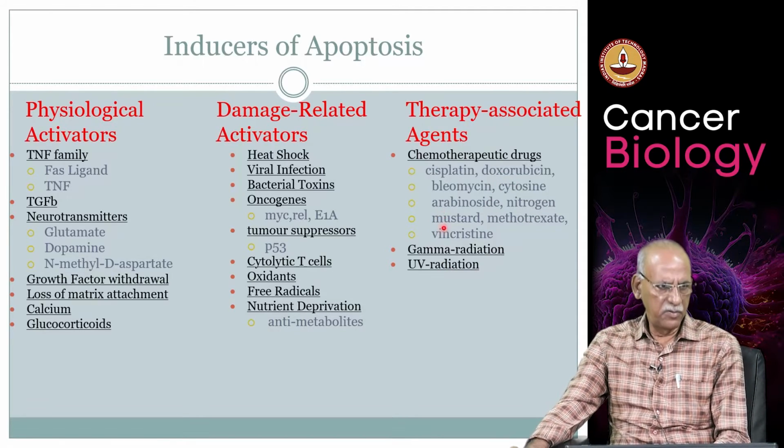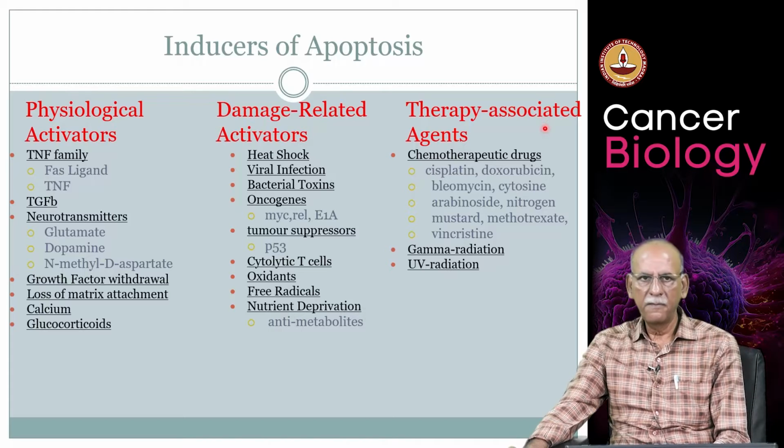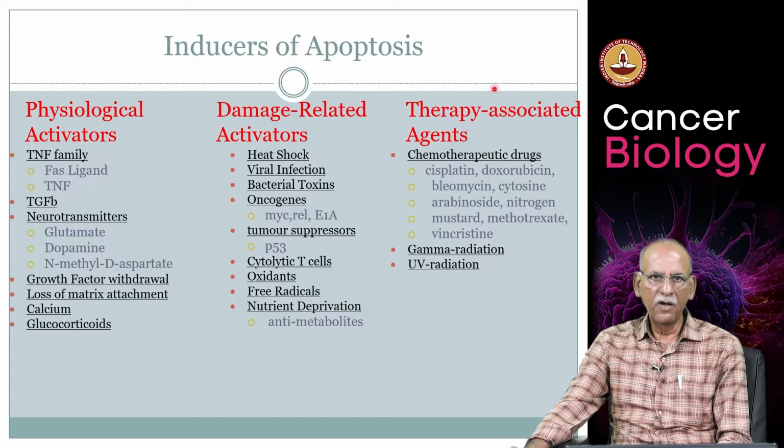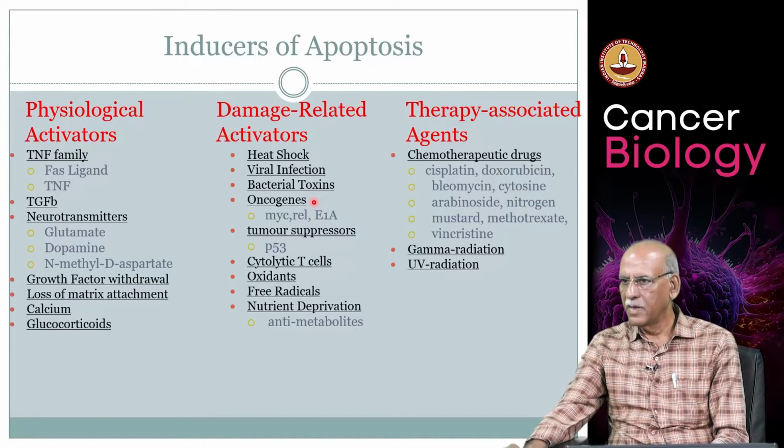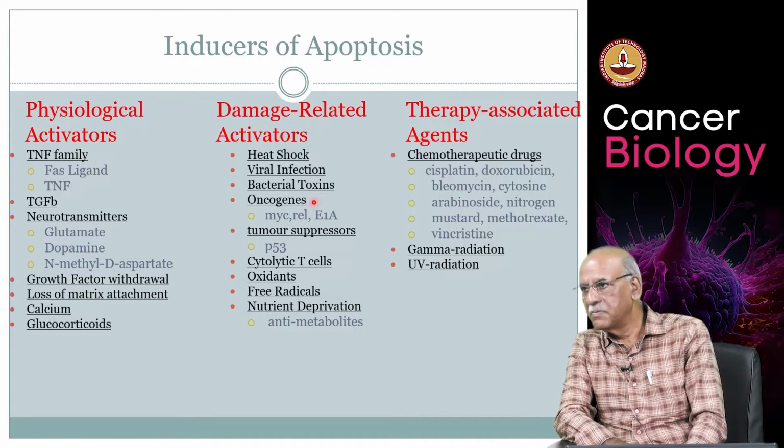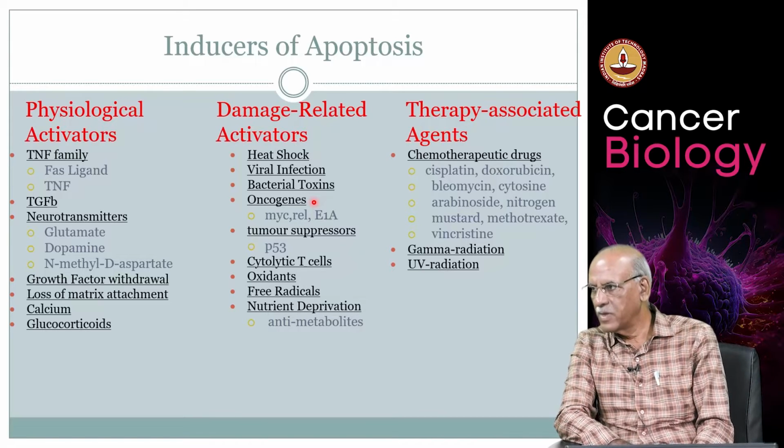Again, radiation can be used to treat cancer, right. It is also a therapeutic agent. So, UV radiation. So, all these things, those which are used in therapy, they can induce apoptosis. There are other damage related activators, that is heat shock, viral infection, bacterial toxins. If you remember, even oncogenes, if overexpressed, can induce apoptosis.